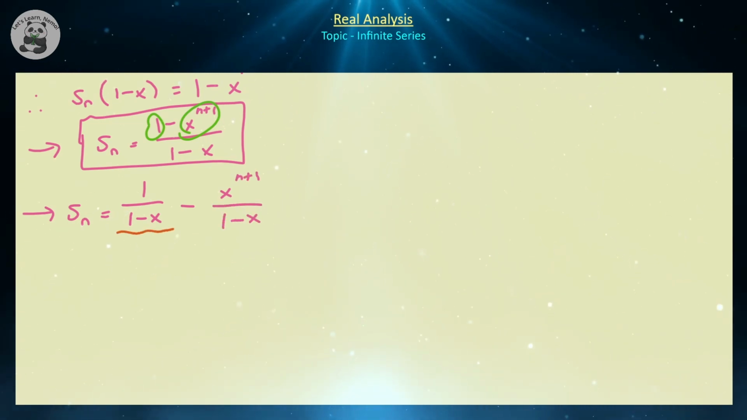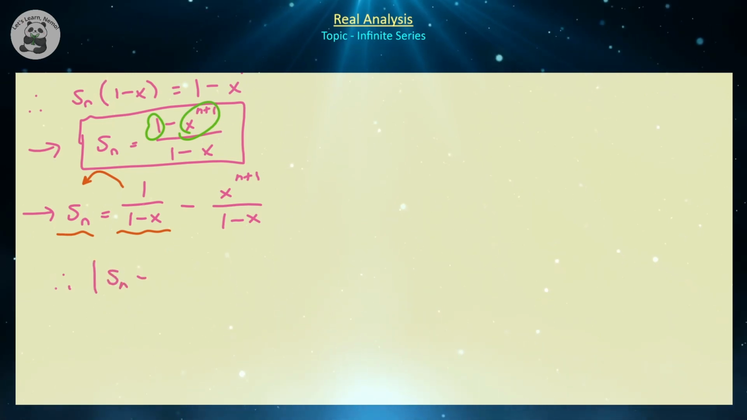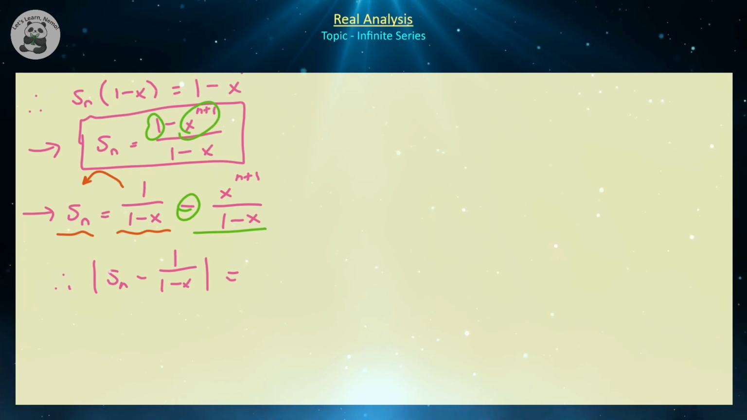And if you look here, that's the claimed value of what the sequence converges to, and here's your sequence. So I'm just going to move that to the left-hand side and see if I can bound that above and then send that bound to 0. So that's going to give us the absolute value of Sm minus 1 over 1 minus x is going to be equal to the absolute value of the right-hand side. So that minus sign is going to be absolute valued.